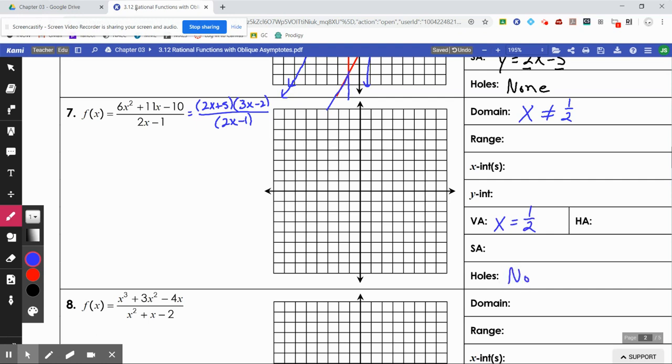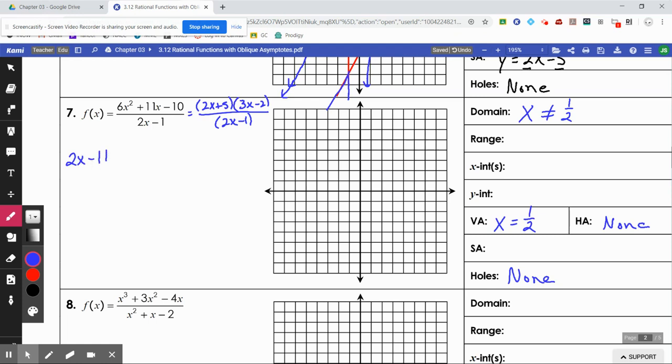You have no holes. So now let's talk about our horizontal asymptotes or slant asymptotes. And again, the way you can find that is by looking at degree. Since the degree of the top is greater than the degree of the bottom, then we have a slant asymptote. So we'll have no horizontal. To find our slant asymptote, we are going to, again, use long division.